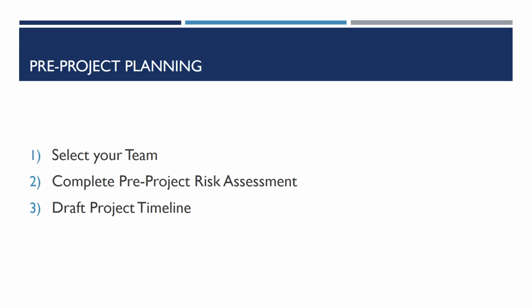So now that you have selected your cycle style and project team, you'll want to complete a pre-project risk assessment and consider a timeline for project completion. The timeline would be extremely basic at this point and should be updated as the project progresses.